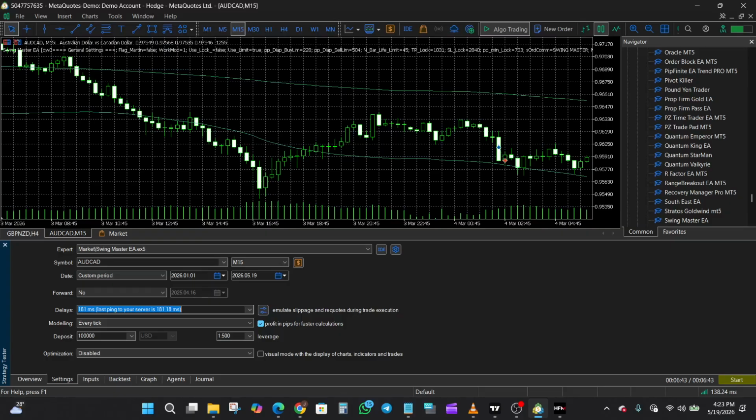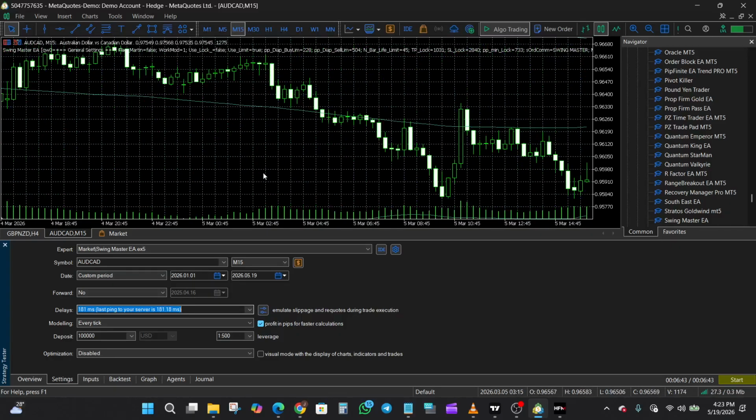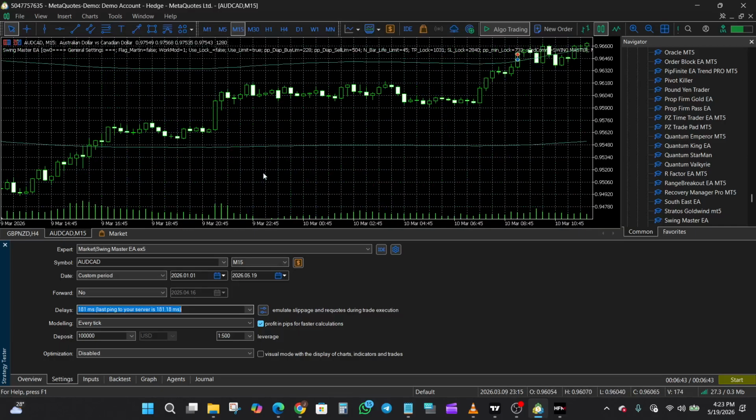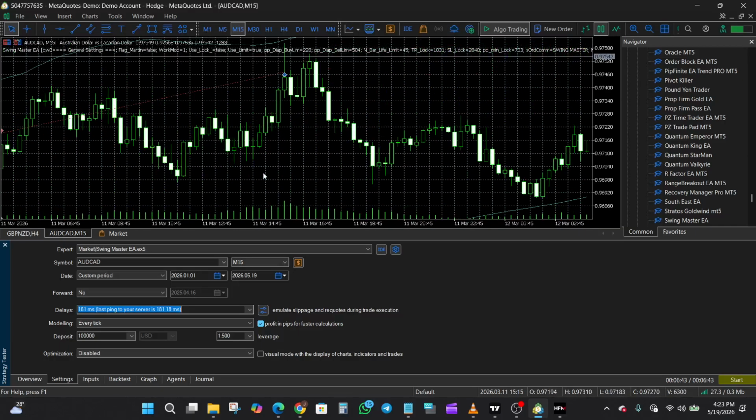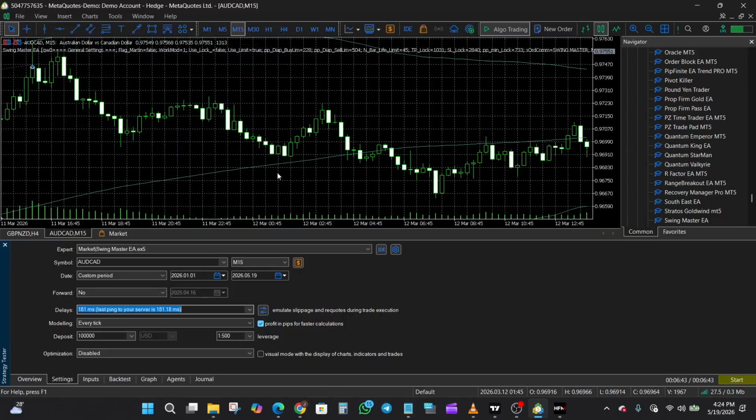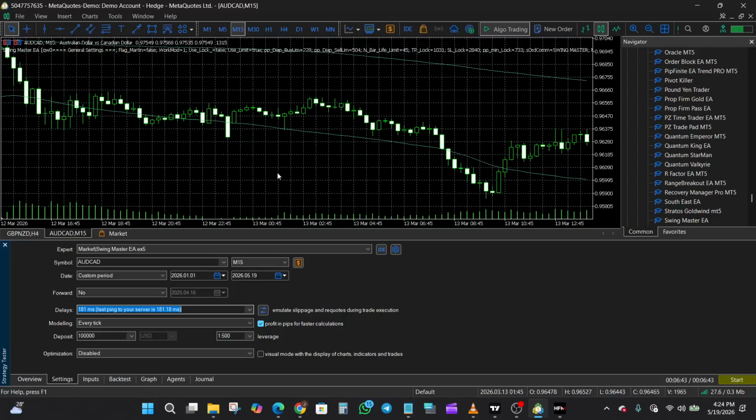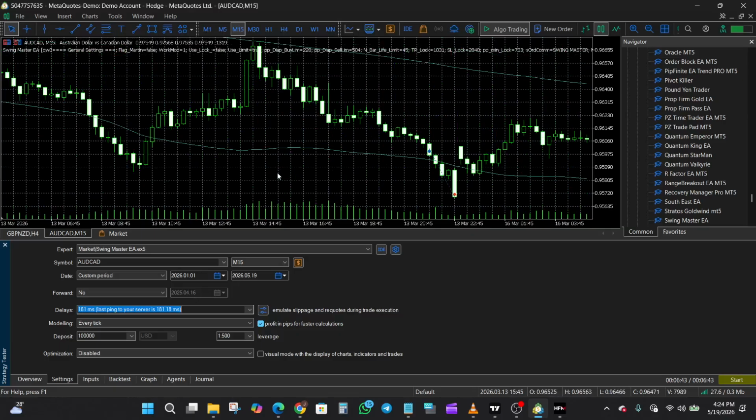You can see that entries tend to appear after price extensions and pullbacks, which aligns with the swing reversal explanation provided on the marketplace page. The trade management also appears relatively controlled, with stop loss protection being part of the overall setup according to the developer's description. Because the EA is diversified across multiple forex pairs, the historical activity looks more distributed rather than heavily concentrated on a single instrument, and that can sometimes help smooth overall performance during different market phases.